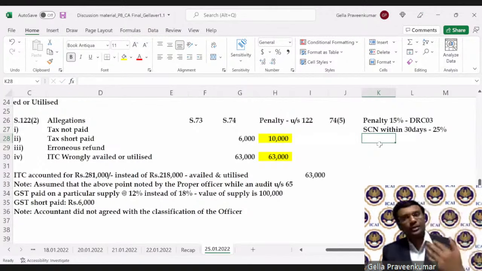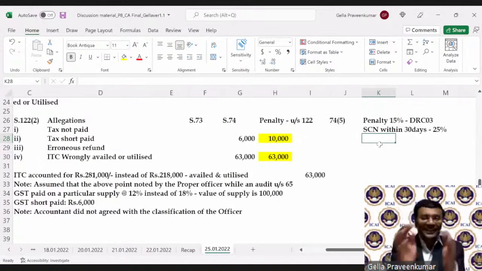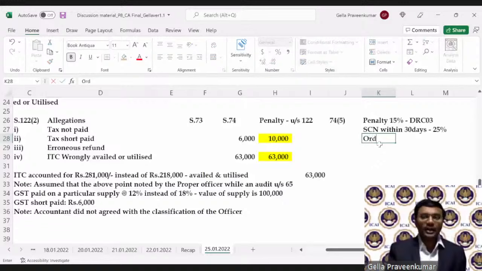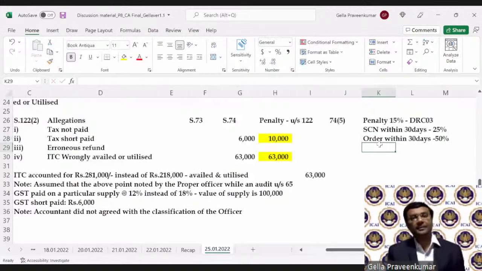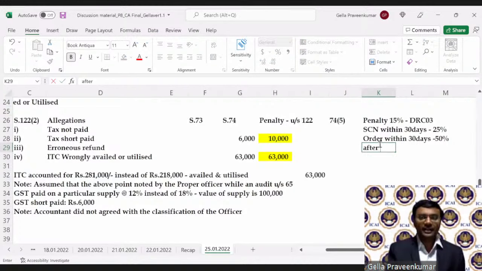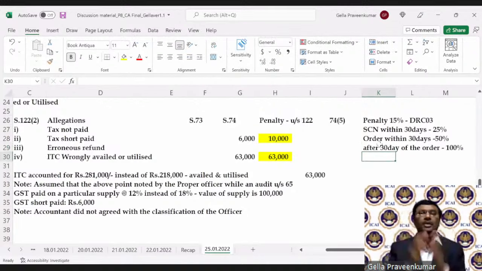I get a show cause notice under section 74. Within 30 days of the show cause notice, if I pay, my penalty happens to be 25%. I haven't paid at that point. The order has been received, and within 30 days of the order, I decided to pay the tax amount. Then 50% shall be the penalty, right? What if I have paid beyond 30 days, after 30 days of the order? 100% is my penalty. Now, this is a process.